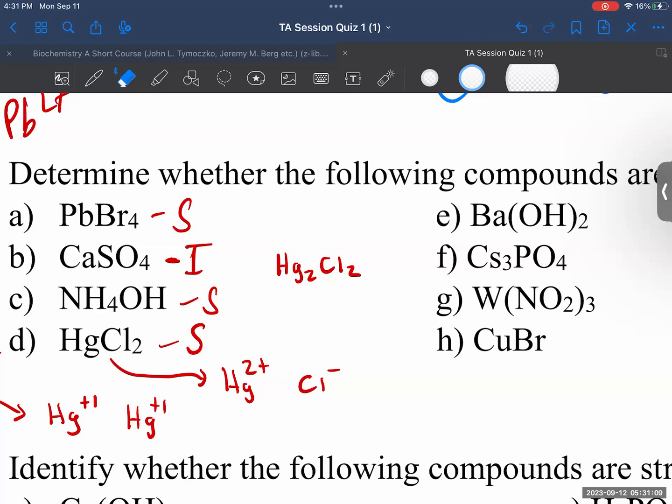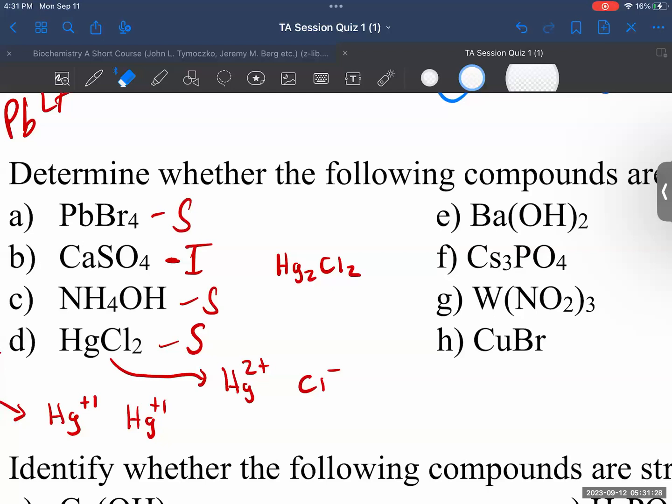It's soluble, it's not a mercury 1. Because with mercury 1, you have 2 mercuries, each one with a +1 charge, overall charge is +2. So don't confuse that +2 charge with the actual charge of each mercury. Okay, so then what's the charge of that one then?